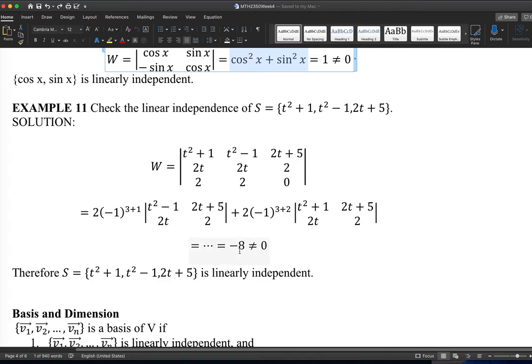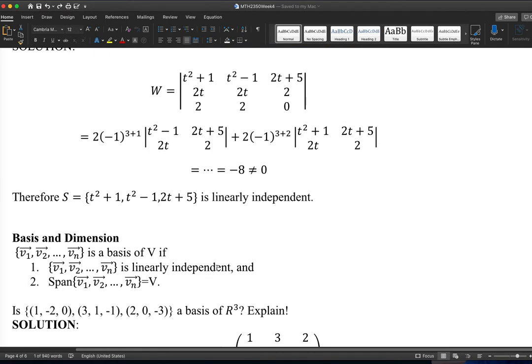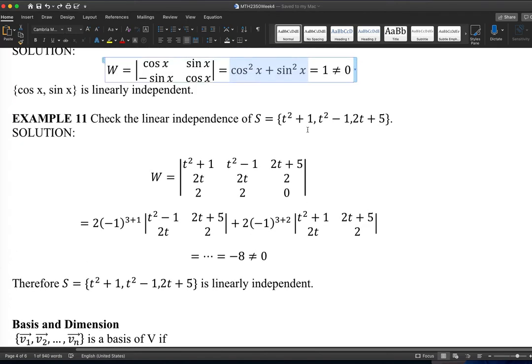The determinant is -8, which is not 0. So according to the general conclusion of the Wronskian, this set is linearly independent. Those 3 functions are linearly independent.